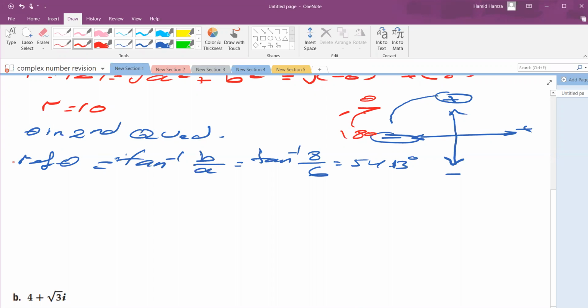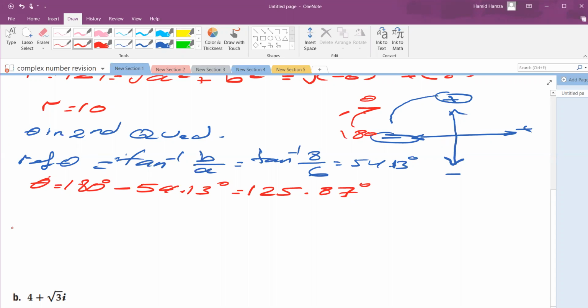So that means theta equals 180 minus 54.13 degrees. 180 minus 54.13, what is the answer? 125.87. Okay. So now we are finished.